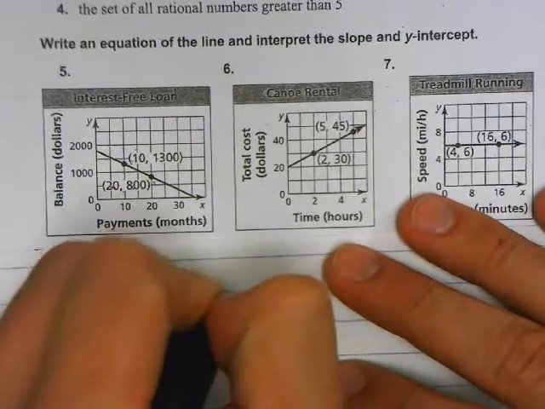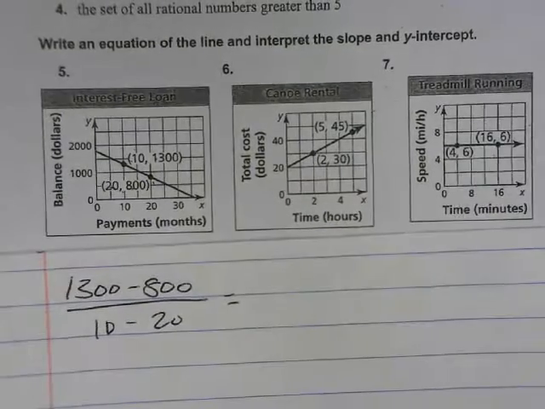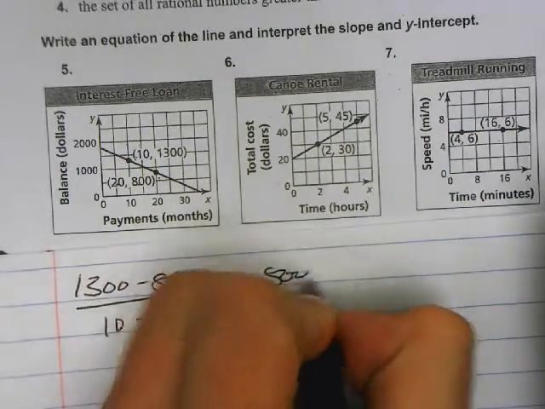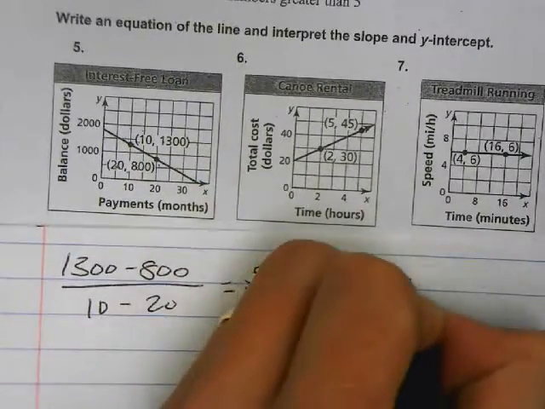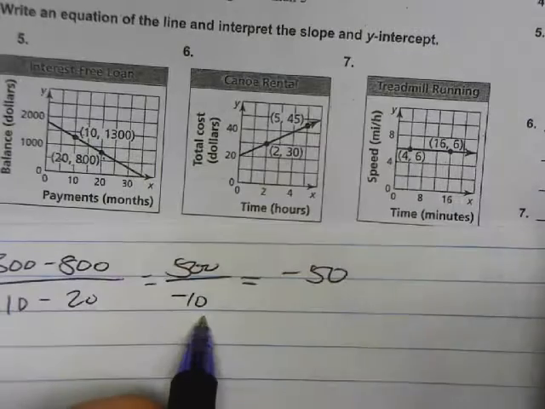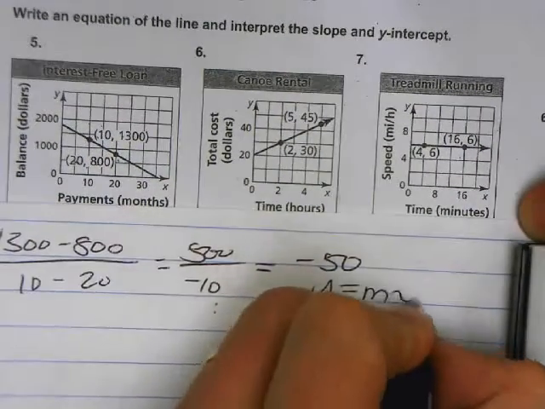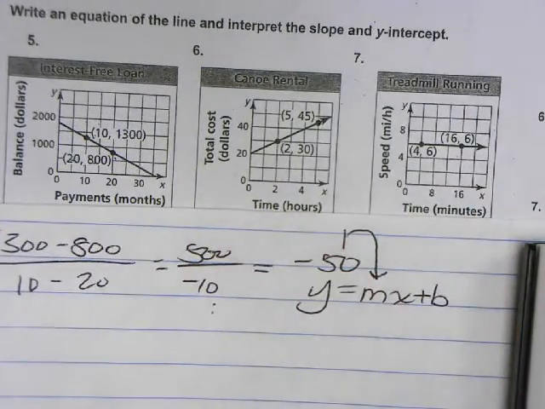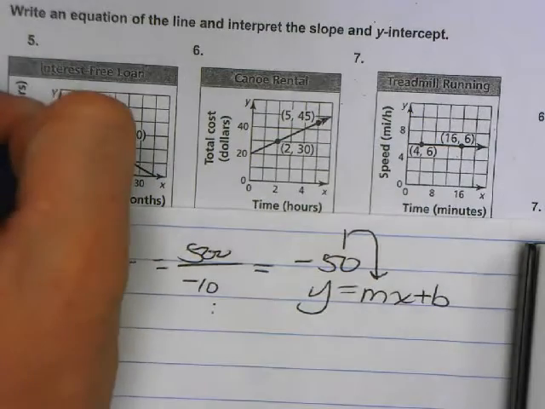I can already tell I'm going to have a negative slope because this line is sloping down. So when I take out my calculator, I'm going to see 1,300 minus 800 is 500, and 10 minus 20 is just -10. That means your slope, when you reduce the fraction, is -50. Since we know y equals mx plus b, we already know m is -50. We just need to look on our graph to find b, the intercept.